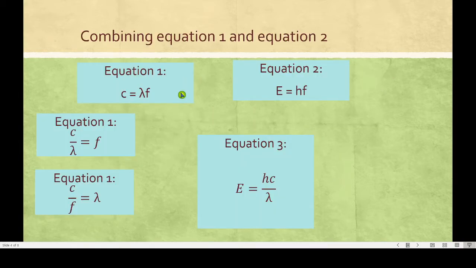Let us combine the two equations to come up with the third one. First, let us recall that our first equation is c is equal to lambda times f, or wavelength times frequency. Equation 2 is energy equal to h times f, where h stands for the Planck constant and f for the frequency. So combining these two, we'll have this equation. How did we come up with this one?